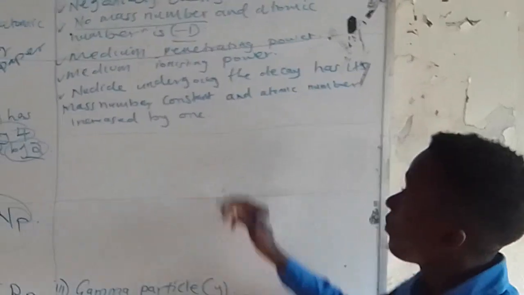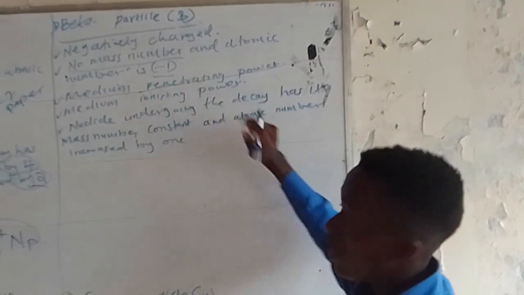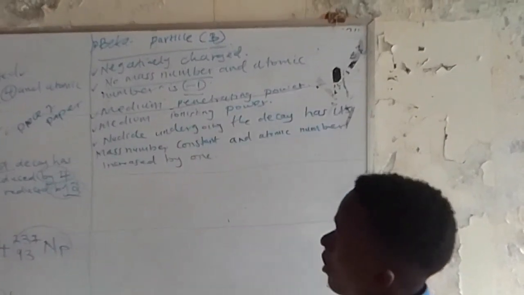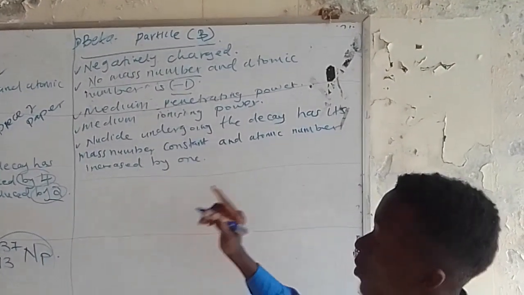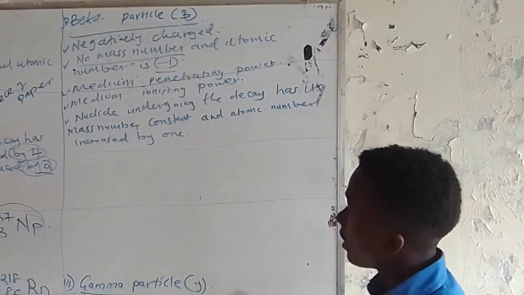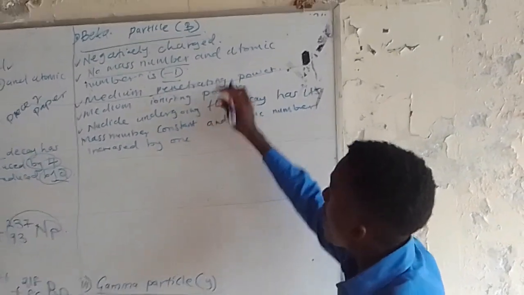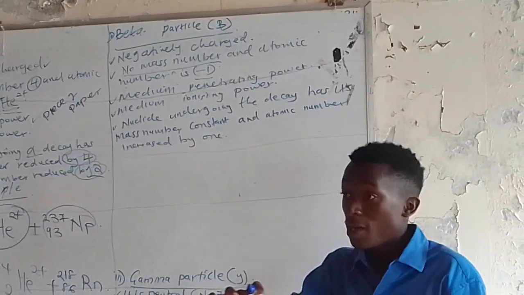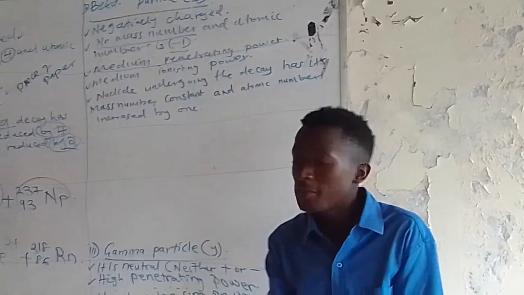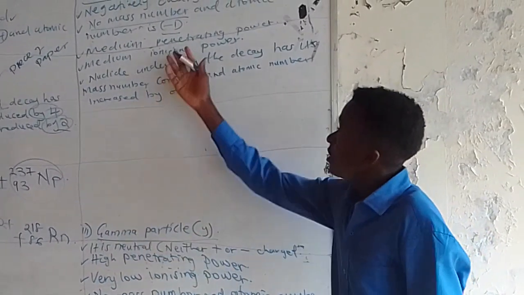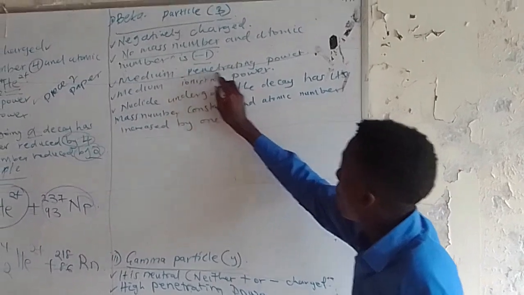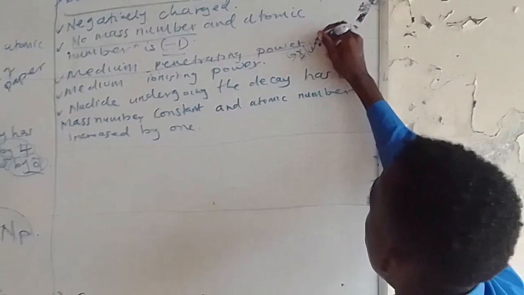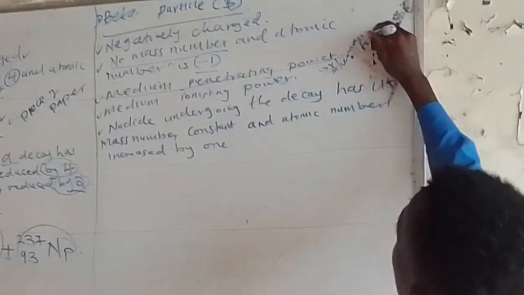Then the beta particle has medium penetrating power. It also has medium ionizing power. We have said the alpha has low penetrating power and high ionizing power, but the beta has both of them medium. So alpha particle has low penetrating power, which means it can be stopped by a thin piece of paper. But the beta particle has a medium penetrating power. We can also say that the rays can be stopped by a piece of aluminium foil.